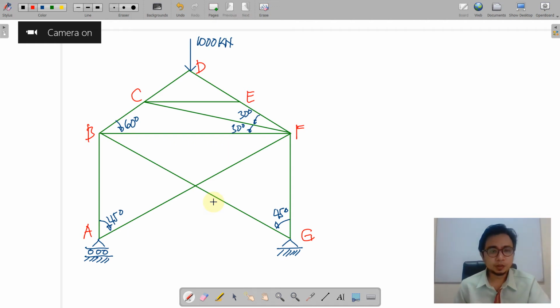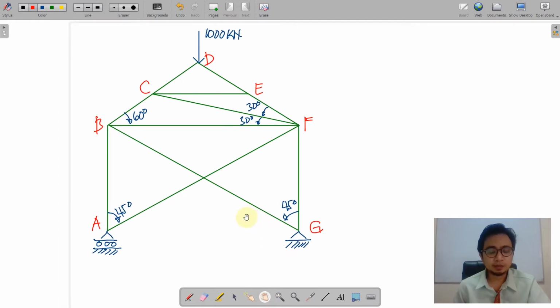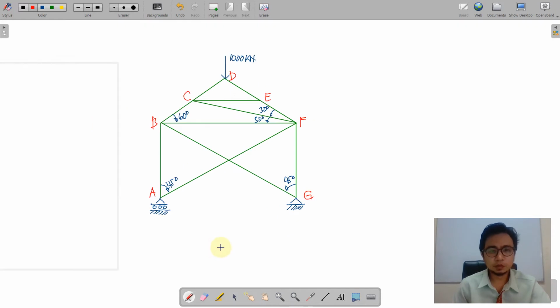So welcome. Here's another problem to work with. Again, we are going to analyze this by method of joints. We have here the truss or the framing system loaded by a 1000 kilonewton force. As for this first step, we are going to determine the support reactions.